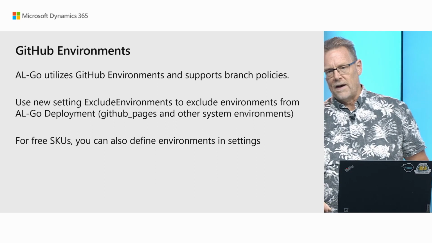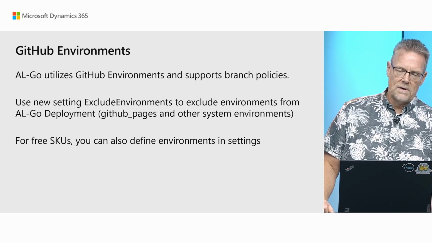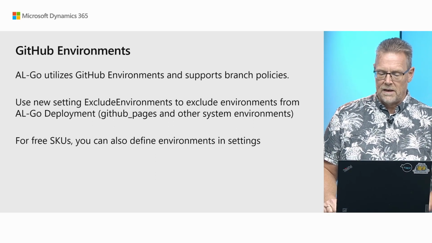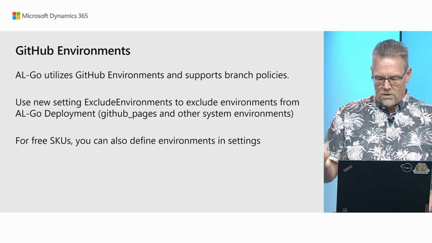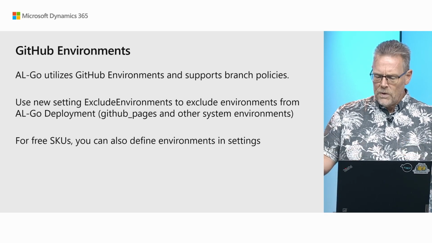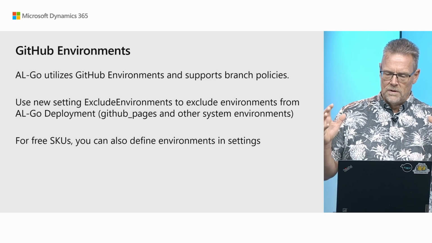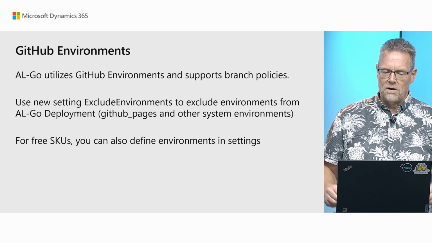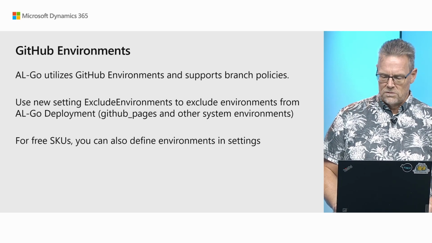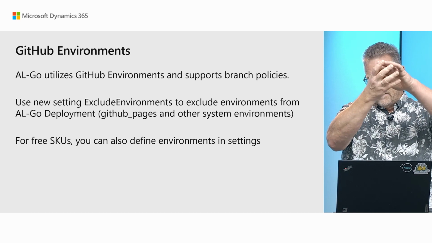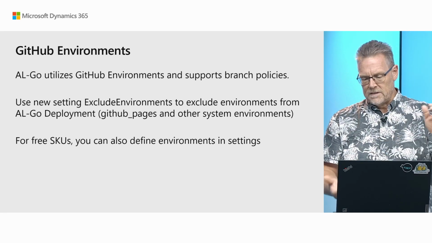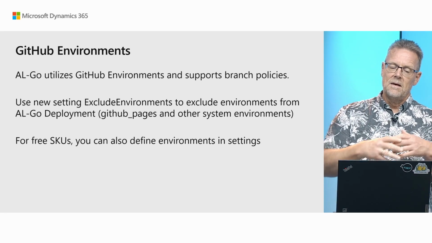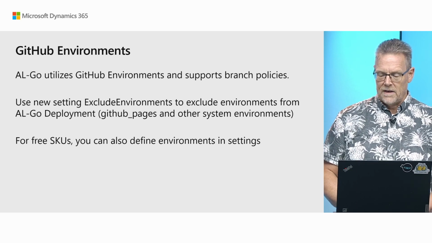And then you can define the environments in settings. So you have basically a setting called environments, where you can list the environments that you have. So that is the definition of the environments that you want to deploy to: the list of GitHub environments plus the list of environments in settings minus the environments you have in exclude environments.